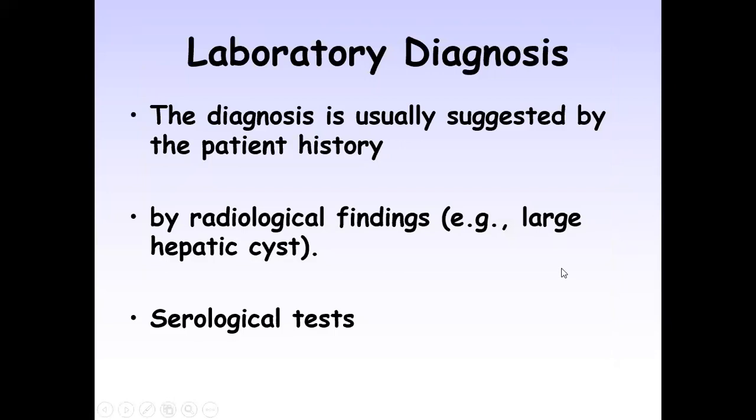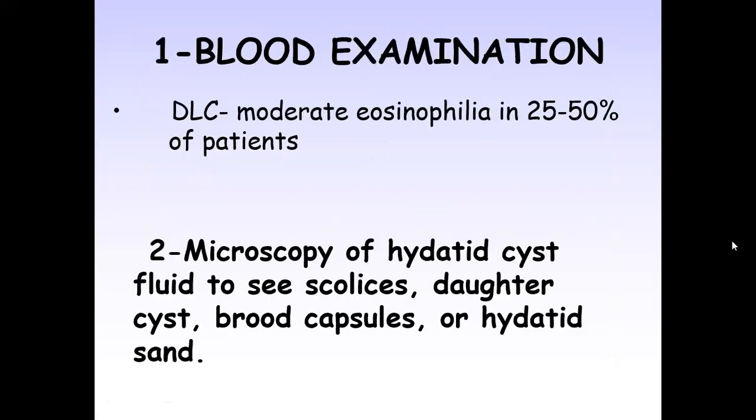The laboratory diagnosis in case of echinococcus or the hydatid disease is suggested by, number one, the history, number two, other radiological findings, and number three, the serological tests. When we carry out a blood examination, it is going to show you moderate eosinophilia in 25 to 50% of the patients. And this is a reaction; eosinophilia is present in most of the parasitic infections.